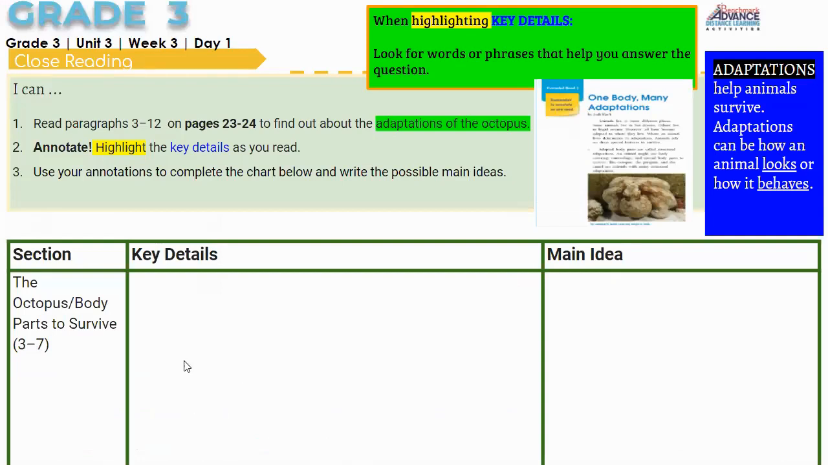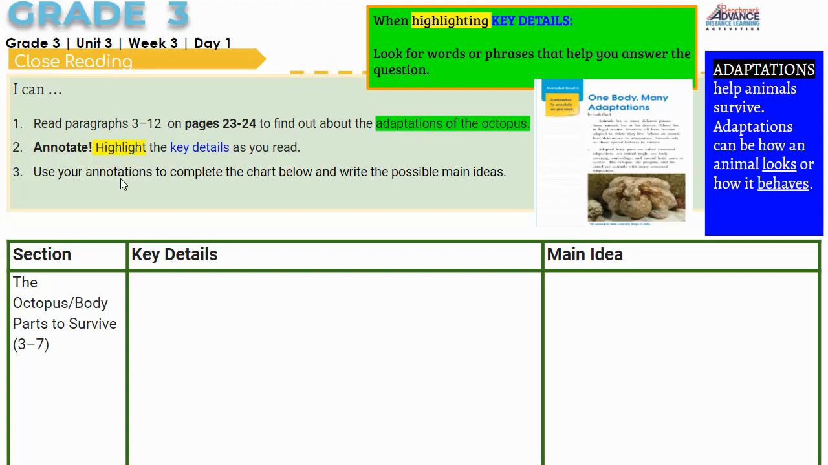The directions for slide 4 are to reread paragraphs 3 to 12 on pages 23 to 24 to find out about the adaptations of the octopus. So once we have read the whole text, we are going to go back and reread only paragraphs 3 to 12 and focus on these paragraphs to find out the adaptations of the octopus. As we are reading, we will highlight the key details.